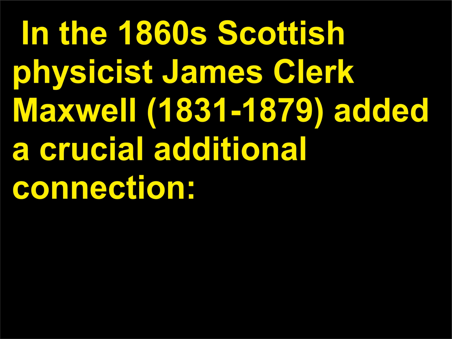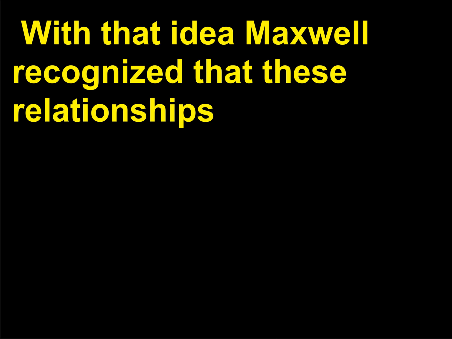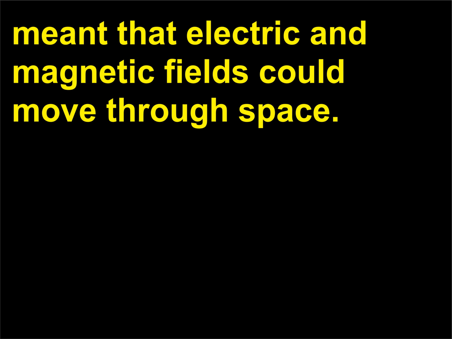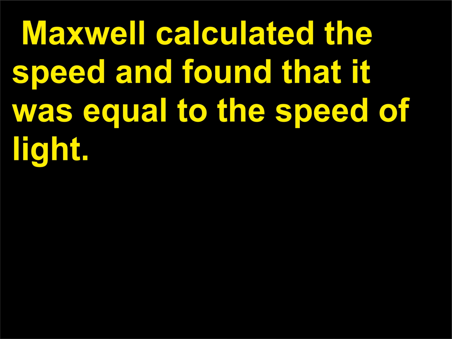In the 1860s, Scottish physicist James Clerk Maxwell, 1831 to 1879, added a crucial additional connection. Changing electric fields can produce magnetic fields. With that idea, Maxwell recognized that these relationships meant that electric and magnetic fields could move through space. The fields move through space as transverse waves that are perpendicular to each other. Maxwell calculated the speed and found that it was equal to the speed of light.